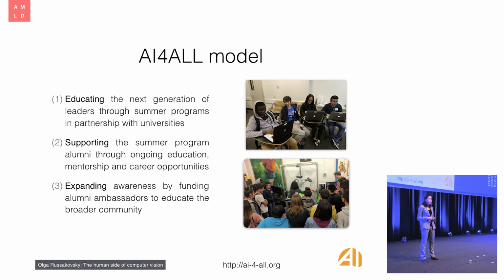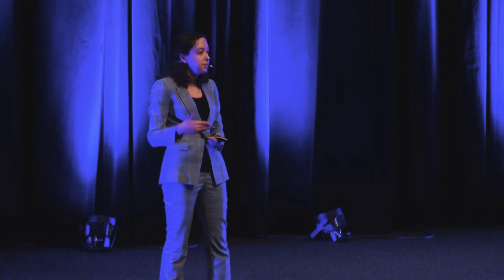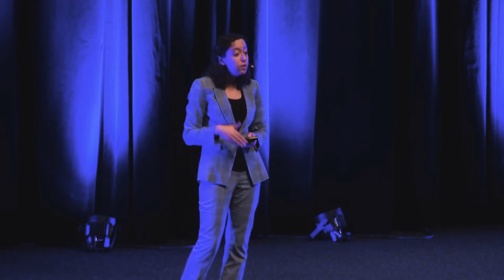We want to keep these students engaged. And the third thing, we're expanding awareness by funding the alumni ambassadors of these programs to educate the broader community. With these summer programs, we can only run so many of them, and at a particular university you want to keep the program fairly small, so it's usually 20, 30, 40 kids. But that's not scalable. What is scalable is we can get them to go out in their communities and start workshops for younger students, for example, spreading this message of AI for social good and teaching some of the technical components of AI as well.